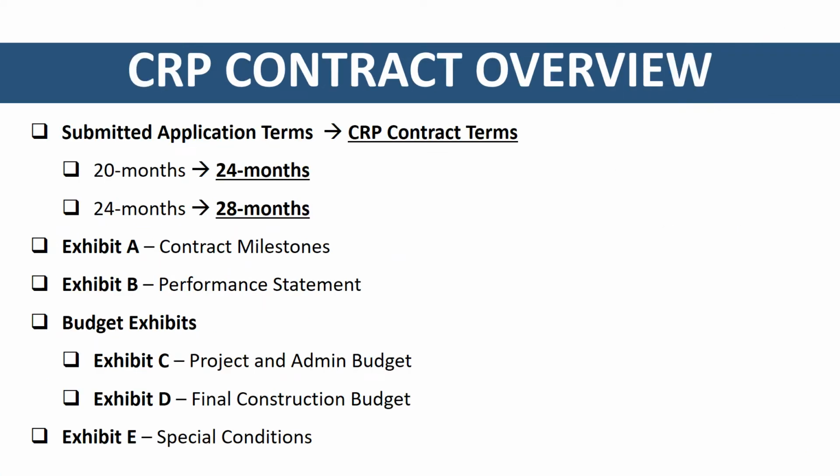This slide goes over the contract and what you should expect to see. First, all subrecipients that submitted a project term of 20 months will have a CRP contract period of 24 months. And subrecipients that submitted a project term of 24 months will have a CRP contract period of 28 months. We extended the contract terms by 4 months to allow for flexibility and adaptability to achieve each contract milestone for each subrecipient. In addition, Exhibit A will include the milestones from your application that are specific to your CRP project. This exhibit may need to be updated based on the current status of your CRP project.